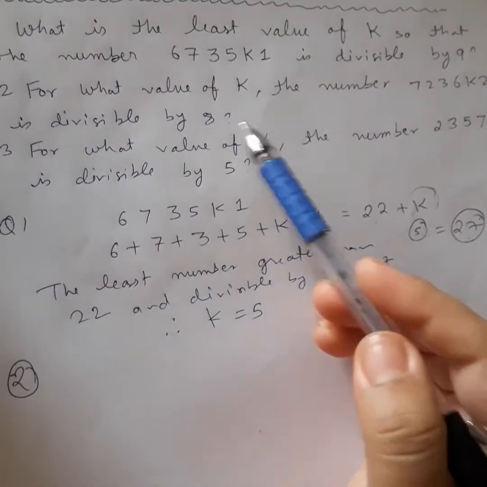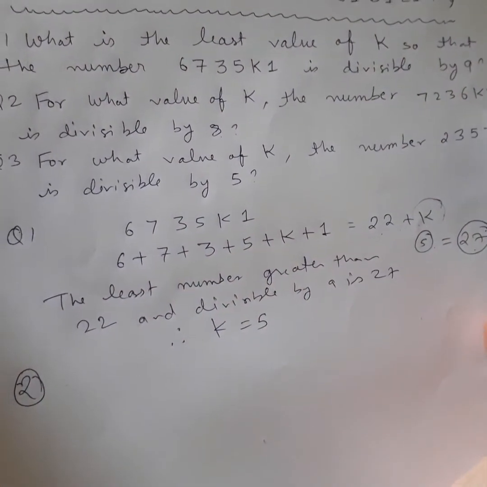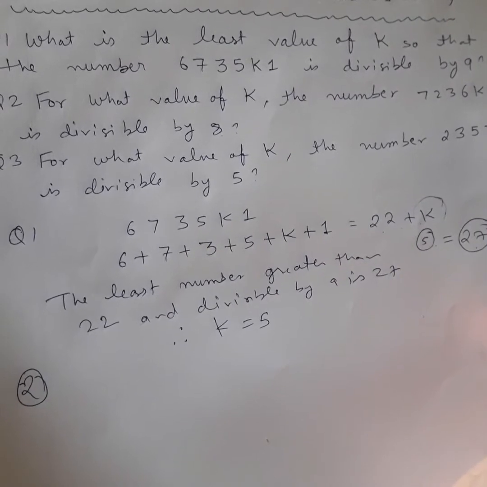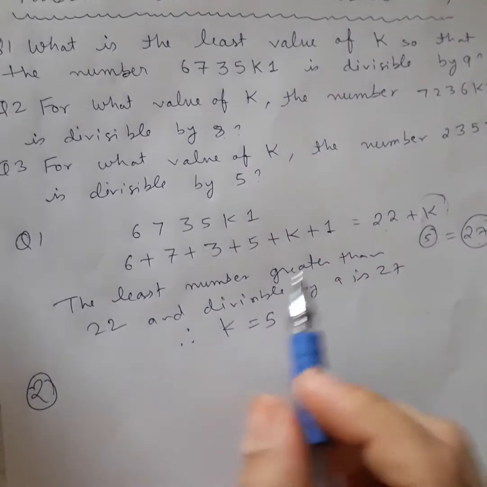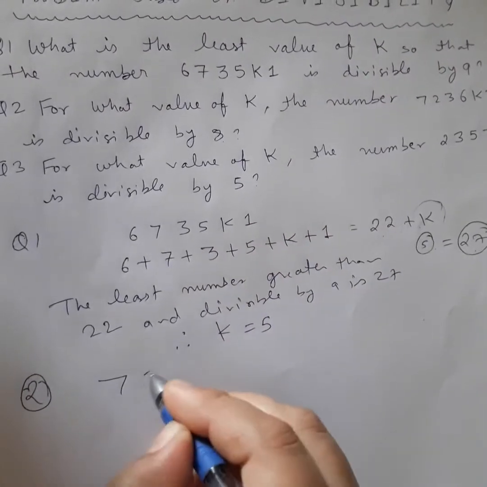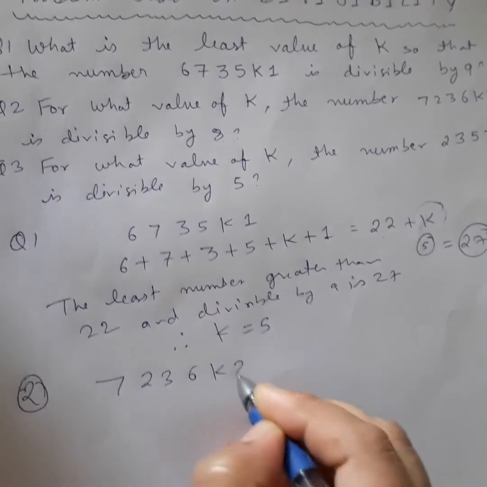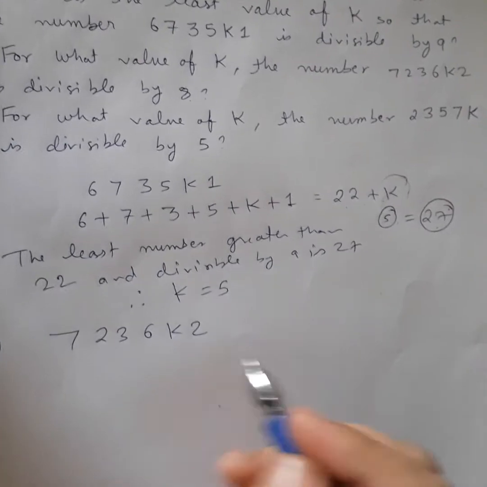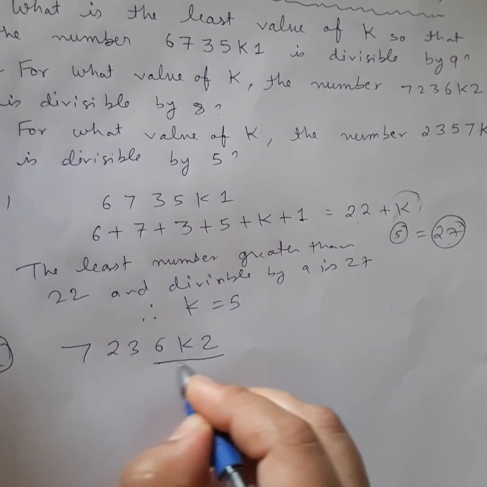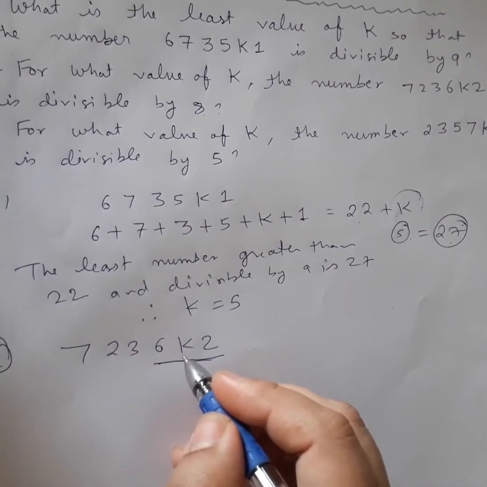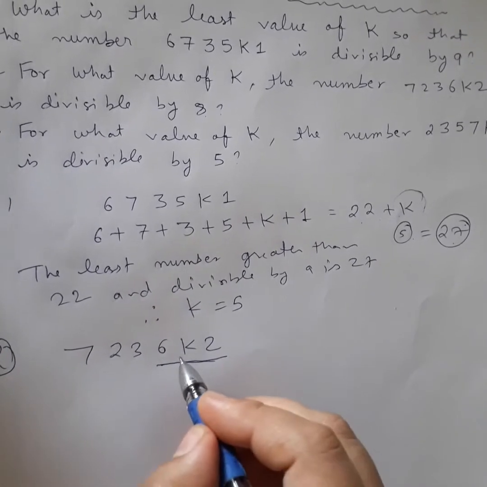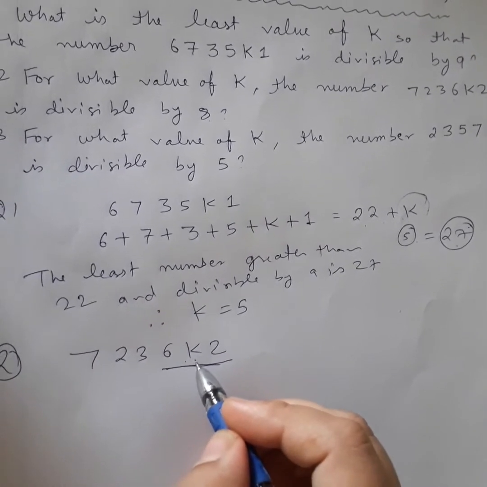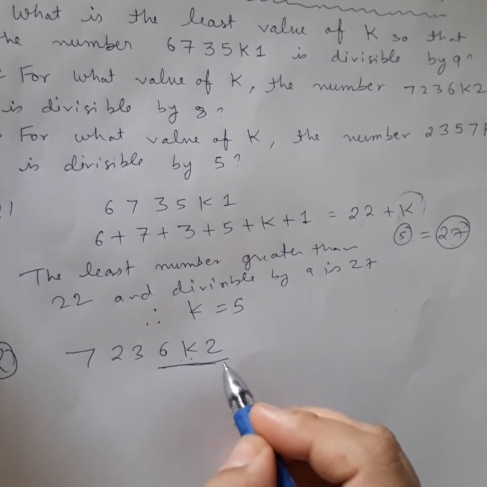तो divisibility rule of 8 यही है कि if the last three digits are divisible by 8, then the number is divisible by 8. So what are the last three digits? 7236k2 is our number, and the last three digits are 6k2. So we have to concentrate on 6k2. Now what number will we put here, k, so that it will be divisible by 8?